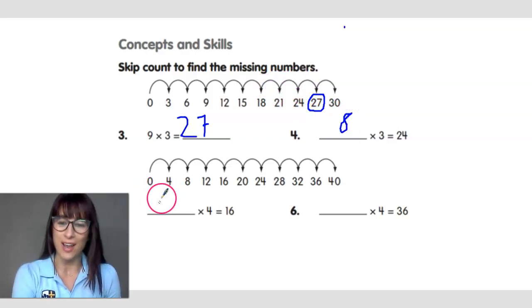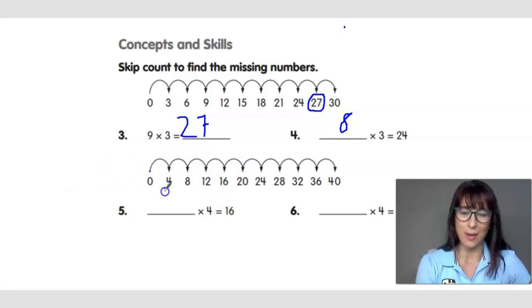Okay, next one. Times 4 equals 16. Again, how many times do I have to jump to get to 16? Now, this is skip counting by 4. So let's count again to see how many times I have to jump to get to 16. 1, 2, 3, and 4. So let's write number 4. 4 multiplied by 4 equals 16.